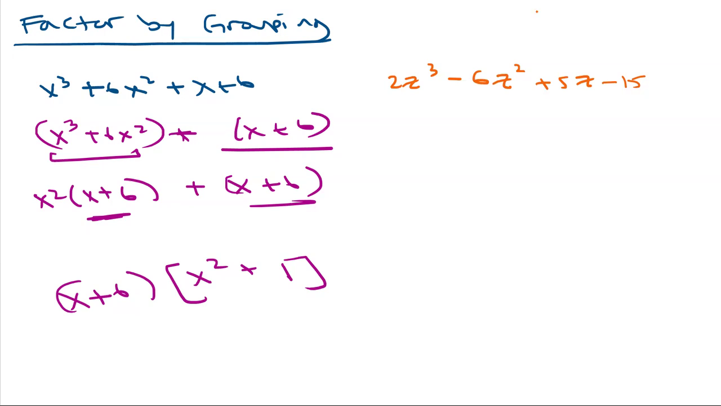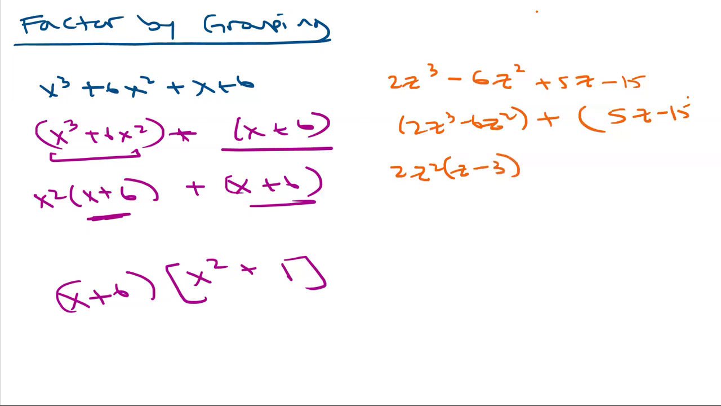Again, the first thing you want to do is separate them. So I want to have 2z cubed minus 6z squared plus 5z minus 15. Here, the greatest common factor between 2 and 6 is going to be 2. The greatest common factor between z cubed and z squared will be the lowest power of this variable, which is z squared. That means we have a z left over here, and then the minus 3 on the right side. Because if I were to multiply that, 2z squared times z is 2z cubed, and 2z squared times negative 3 is negative 6z squared.